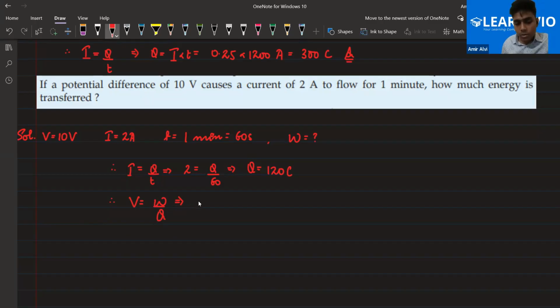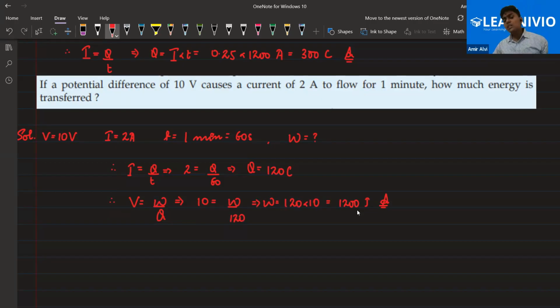So V is equal to 10. W we need to find, because work done is nothing but your energy. And Q is 120. So W would be equal to 10 into 120. It is coming out to be 1200 joule of energy required to transfer the charge of 120 coulomb in 60 seconds. Clear, all of you?